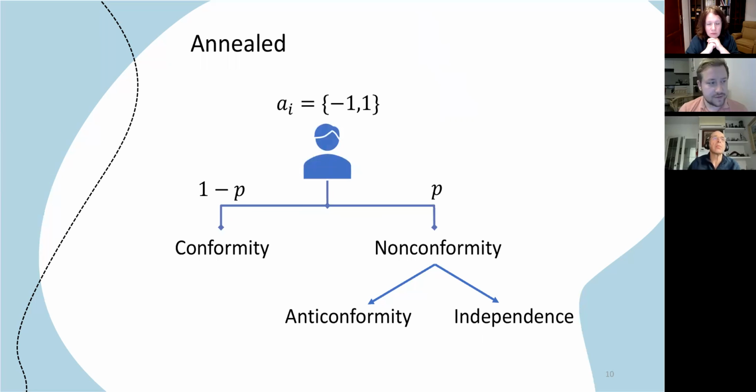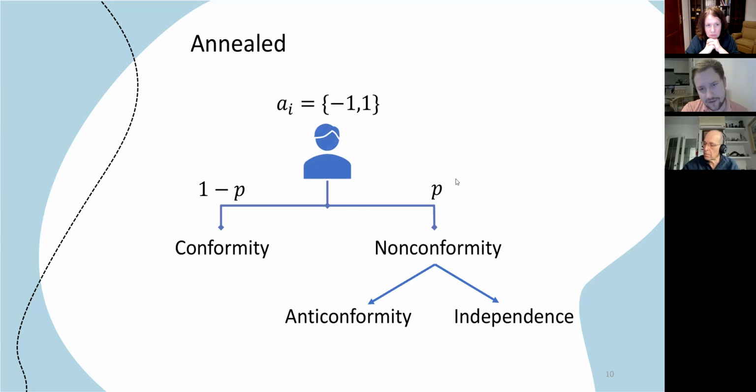Okay, so first let's look at the annealed version of the Q-voter model. The picked agent can, with probability P, act as a non-conformist, and with probability 1 minus P as a conformist. And in the non-conformity case, we can distinguish two cases: anticonformity and independence.